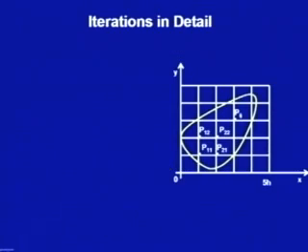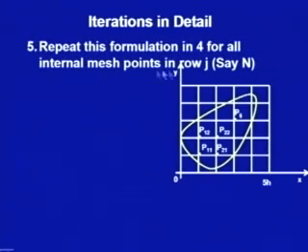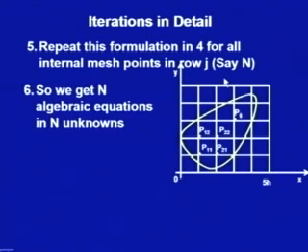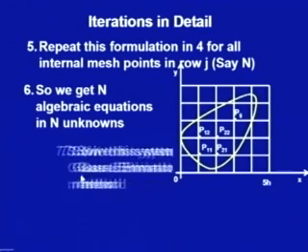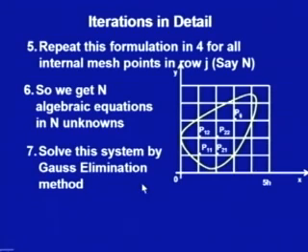Thus, we will do it for all internal mesh points for the row j. So, let us say there are n points. In this manner, when we use the boundary condition as well, what we will finally get is n algebraic equations in n unknowns. We solve this system by the Gauss elimination method. These n algebraic equations in n unknowns would be simple equations that we could solve by Gauss elimination method, so that we do get the exact solution at that time.